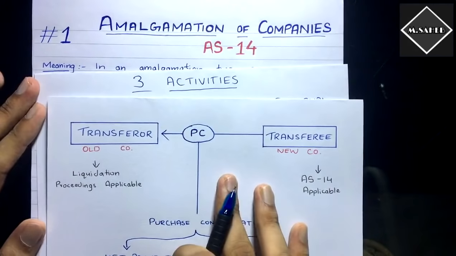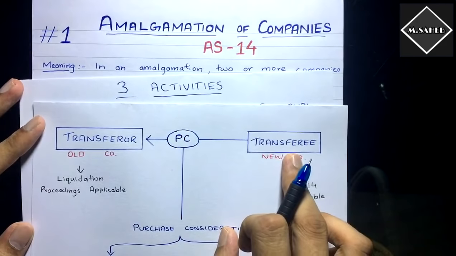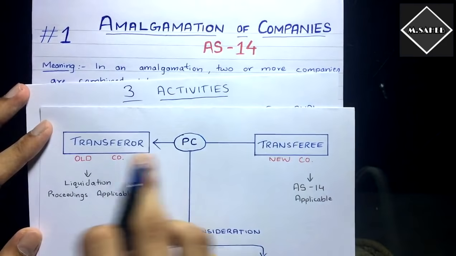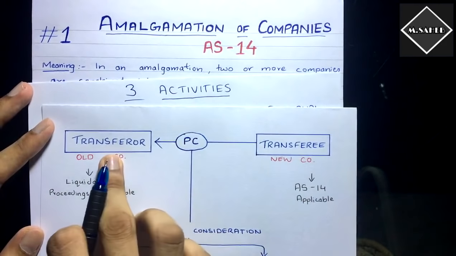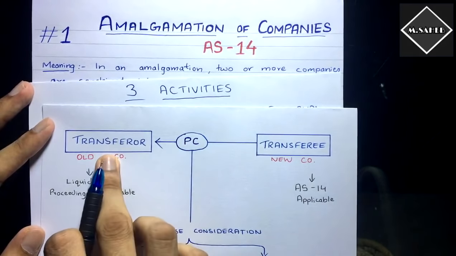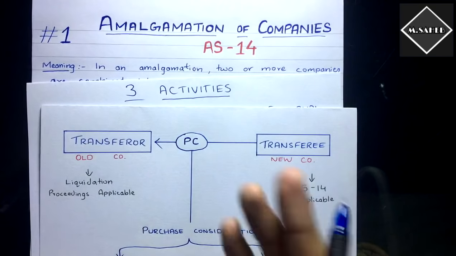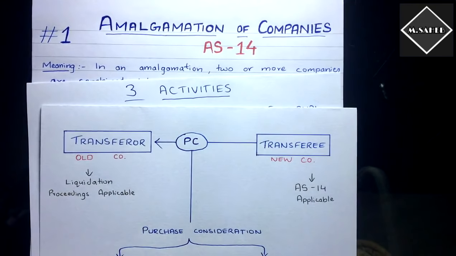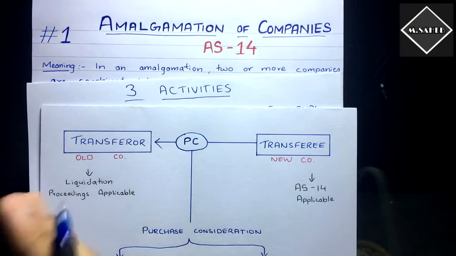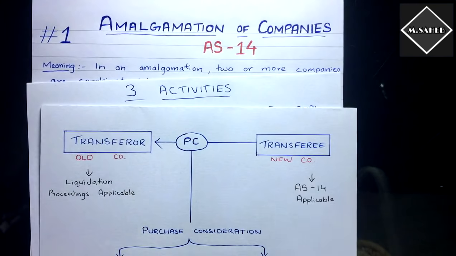Now this transferee company, to whom will it pay this consideration? To the owners of the transferor company. Now who are the owners of the transferor company? The owners are equity shareholders and preference shareholders, as the case may be. Equity shareholders are the first owners and the second owners are preference shareholders, right? That's what we say.